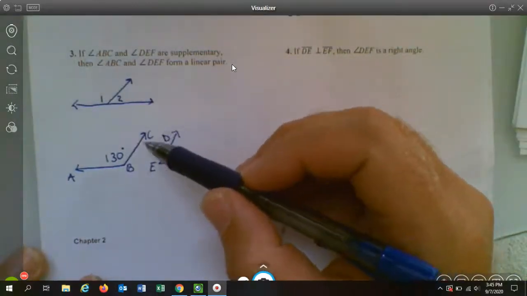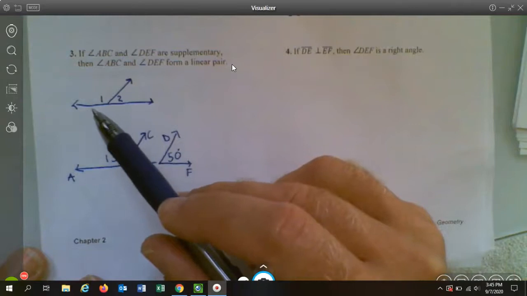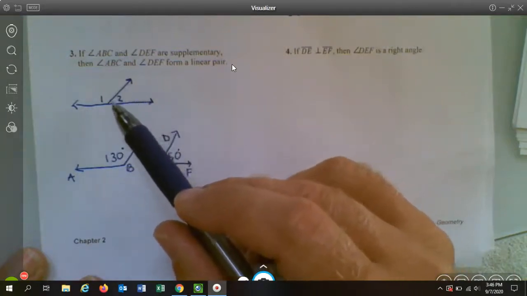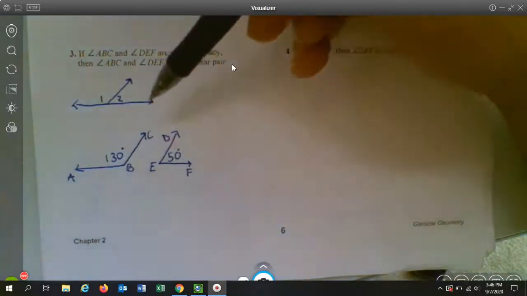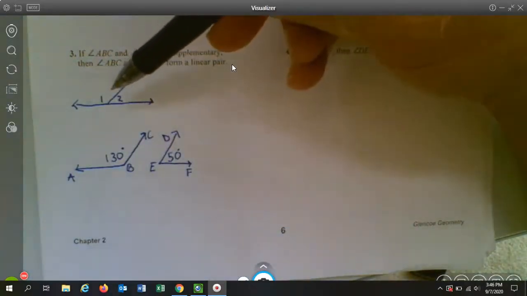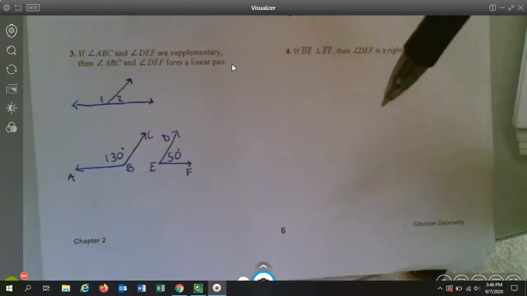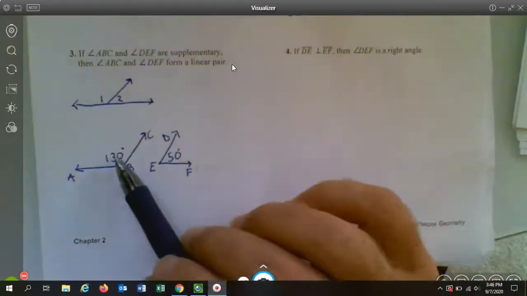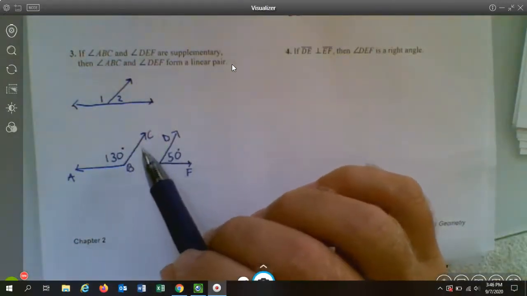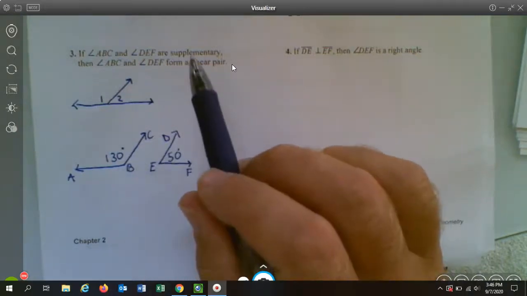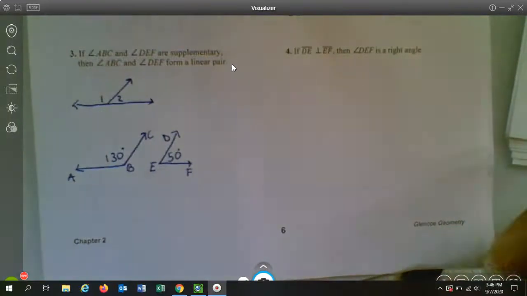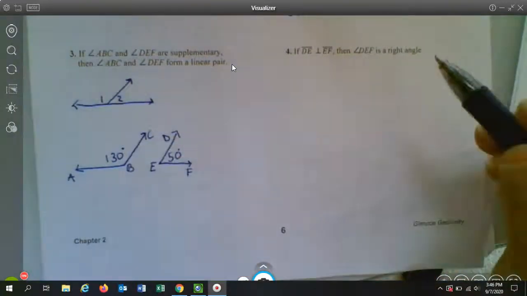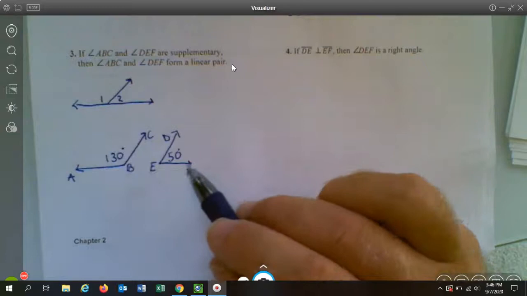Not if they're not touching, right? If they're drawn this way, they form a line because they're connected, right? They share a common side. They're adjacent, right? Those are all the vocab that we learned in chapter 1. These are adjacent angles that form a line that are supplementary. But these guys are not adjacent. They're not touching, right? They're still supplementary, so my given is still true, but they're no longer a linear pair because linear pairs have to be connected like those are. So this would be a great counterexample right here.